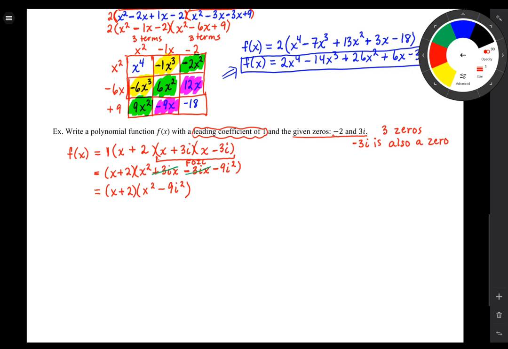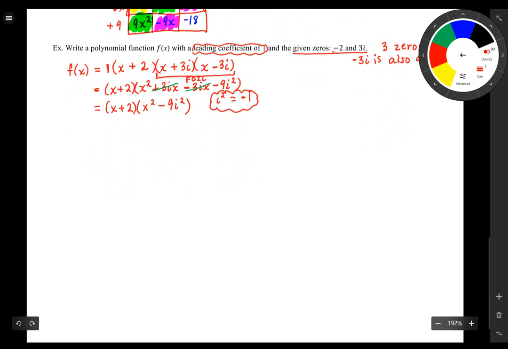Hopefully you remember this from section 4.6. Whenever you see an i squared, you replace it with negative 1. It's things that you just should know. I mean, we just can't forget things in Algebra 2 because they build, and you're just supposed to remember it. The more you use it, the more you remember it. So we are going to replace in the next step the i squared with a negative 1. And so that's x plus 2 times x squared plus 9.